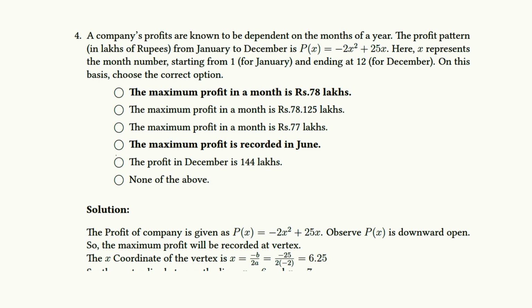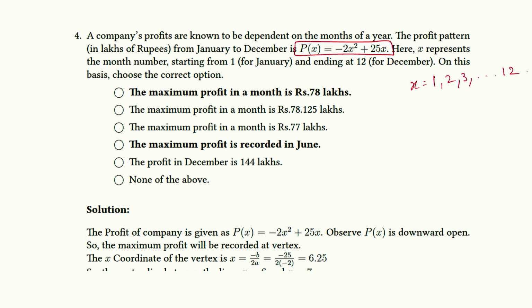Next MSQ is, a company's profits are known to be dependent on the months of a year. The profit pattern in lakhs of rupees from January to December is P of x is equal to minus 2x square plus 25x. Here x represents the month number. That means x can take values x is equal to 1, 2, 3 and so on up to 12. On this basis, choose the correct option.